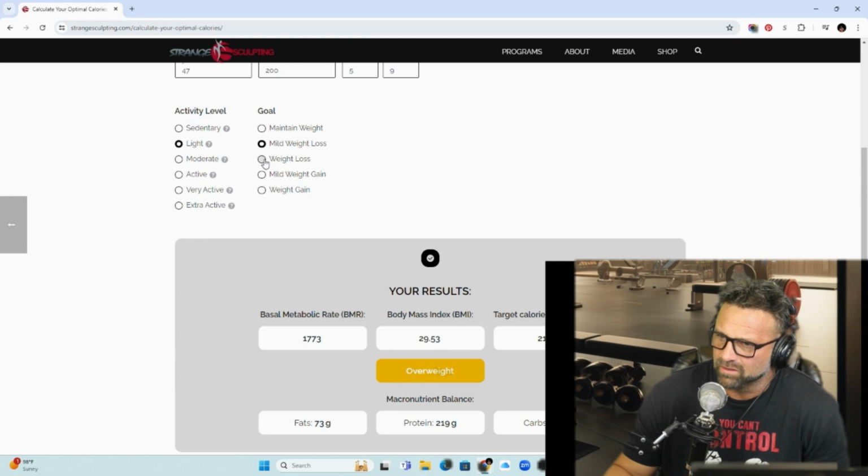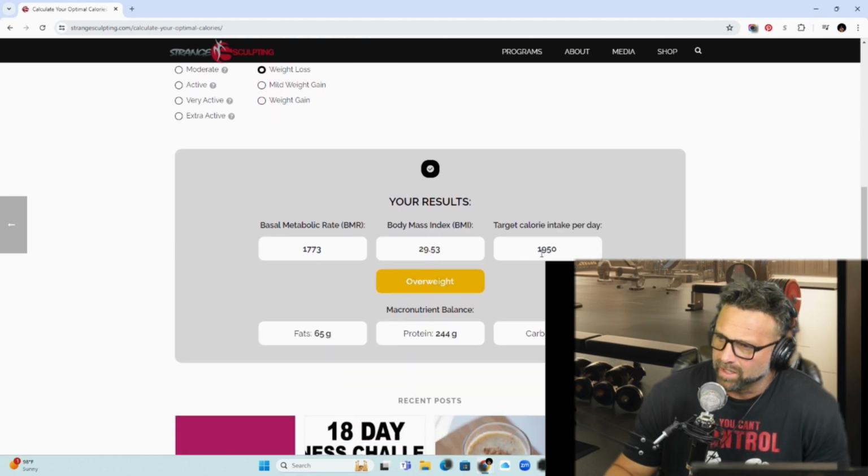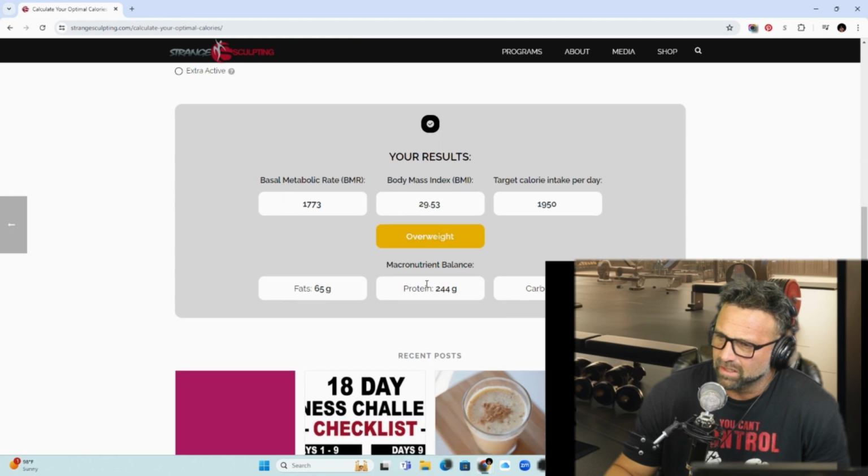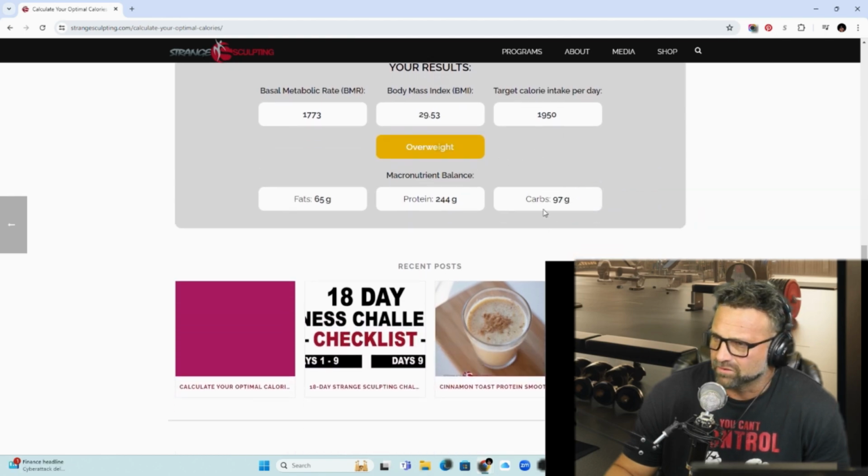And as you can see, I'm going to click weight loss and just watch this number as I click this button, watch where it goes from 219 to 244. The greater the reduction in calories, the more of a calorie deficit you're going to be in, the more important protein is and the more protein you need. And then you'll see the carbs and the fat went down. That's where the bulk of the calories are taken from, obviously.